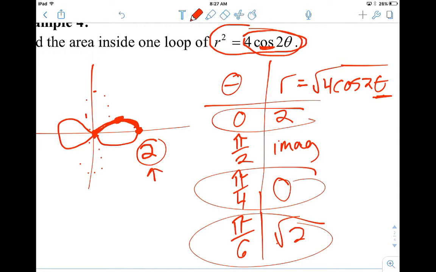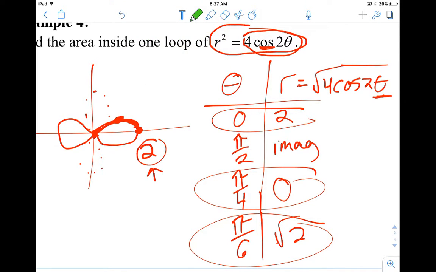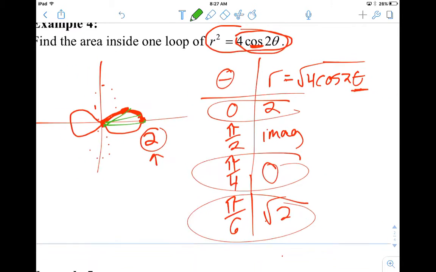Now, that top half there, I can get the area of that. If I'm only interested in one loop, I can just take the sectors from 0 to pi over 4, and then I can take that times 2, and that'll give me the area of the whole thing.